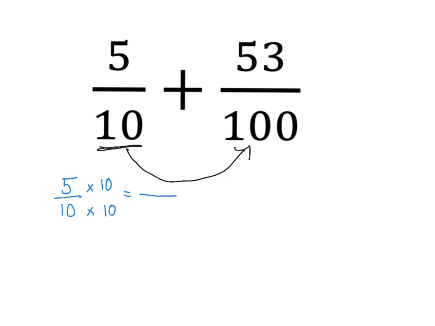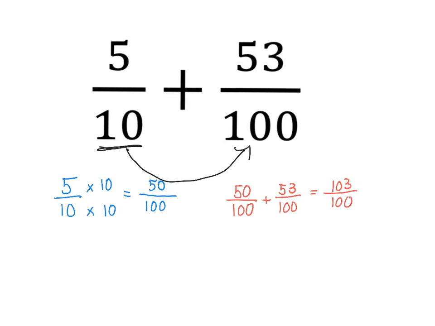In the numerator, 5 times 10, we get 50. The denominator, 10 times 10, is 100. So we have 50 hundredths. So now we can take 50 hundredths and we can add it with 53 hundredths, and we're going to get 103 over 100.